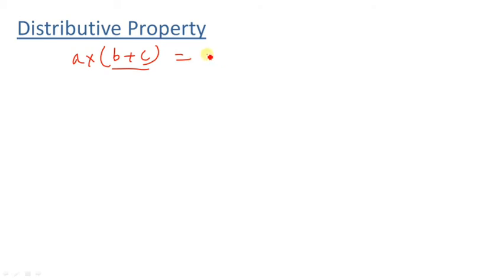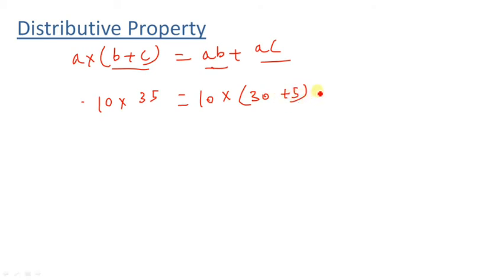AB plus AC, right? AB plus AC. Now let us see an example how we can use it. Now suppose you have 10 into 35. Okay. Now for 35 you can write 10 into 30 plus 5. Now it will be distributed, which will be equal to 10 into 30 plus 10 into 5.